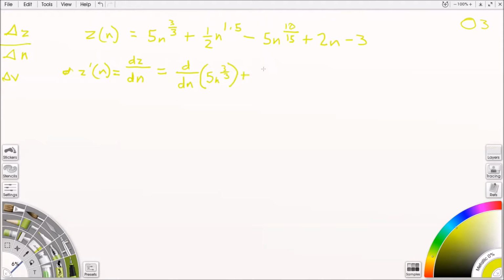We can break it into its terms, and this is how we're going to work at it. As you can see, I'm still getting used to this Wacom. It's taking a bit of practice. d over dn of 5n^3/3, plus n^1.5/2, minus 10n, minus 15. This is how you should write it out.